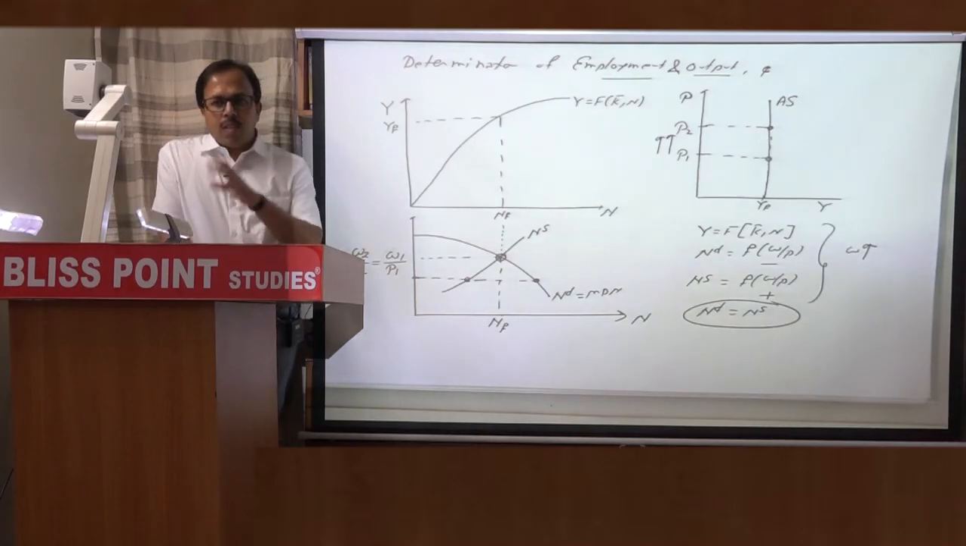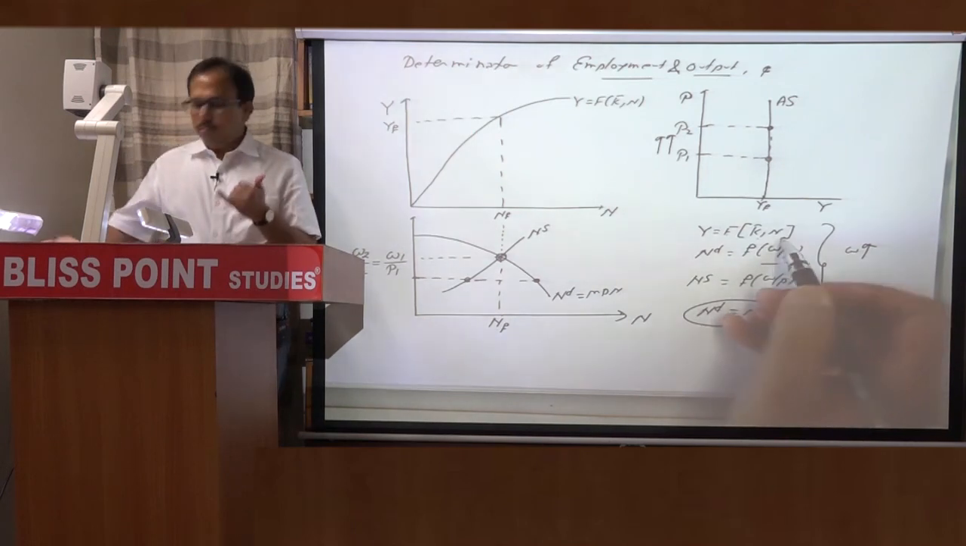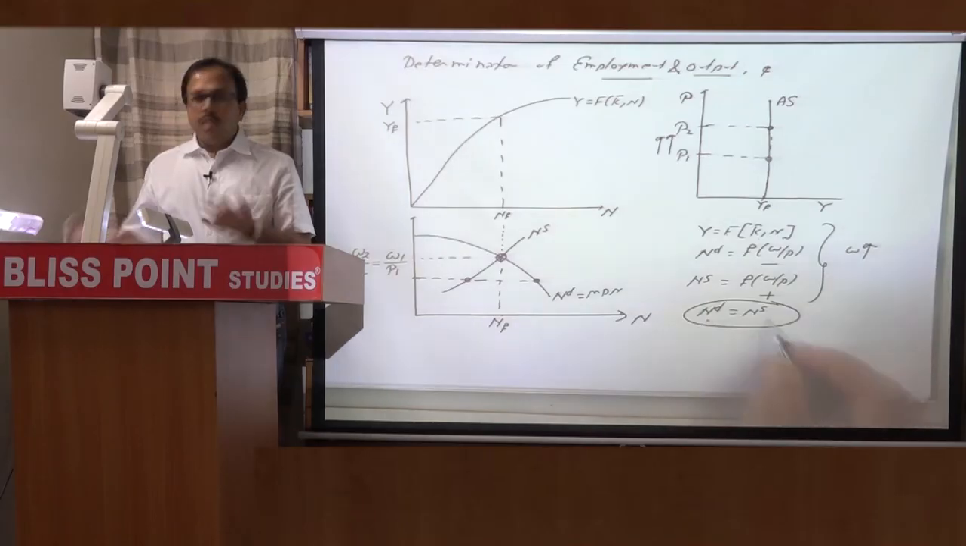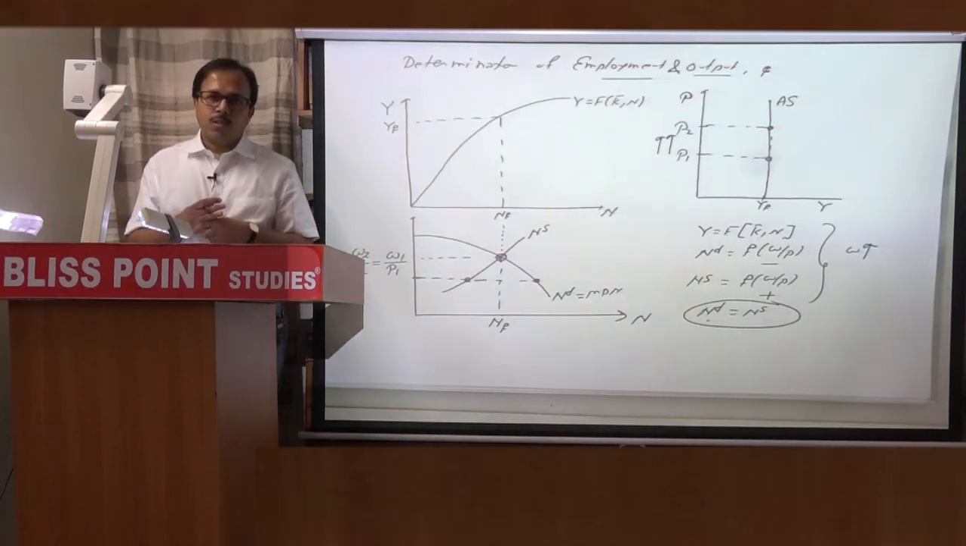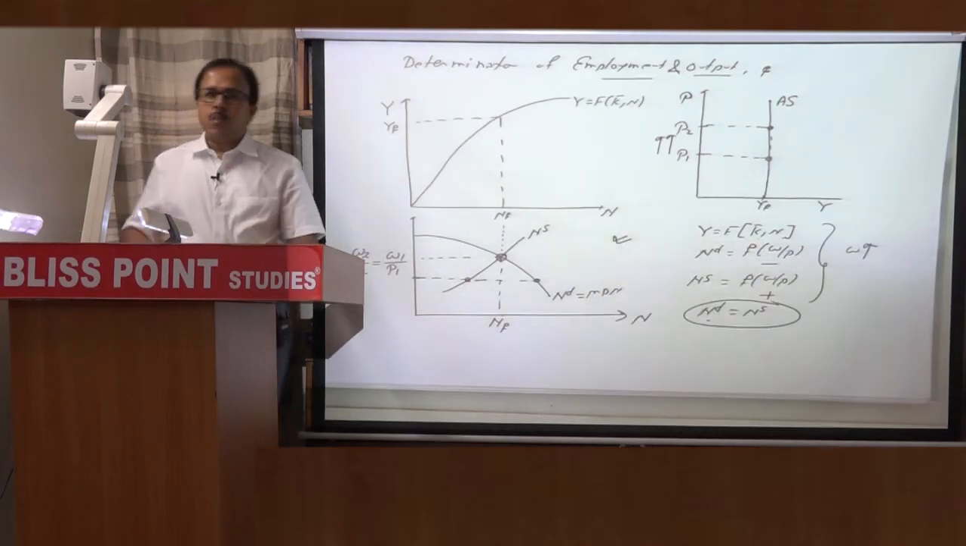Clear? So it is derived from that labor market equilibrium based upon certain key assumptions: that output is a function of capital and labor. The labor demand curve is the marginal productivity curve. Labor demand is always equal to labor supply. If they are not equal, then wage will continue to change. Clear? So we have to explain basically this part.